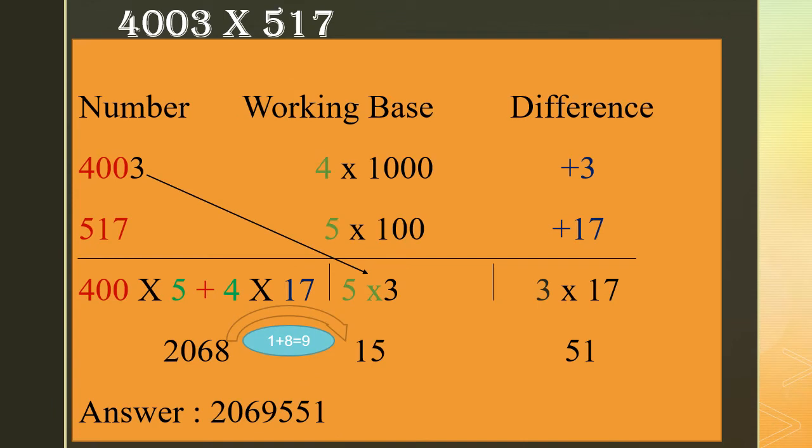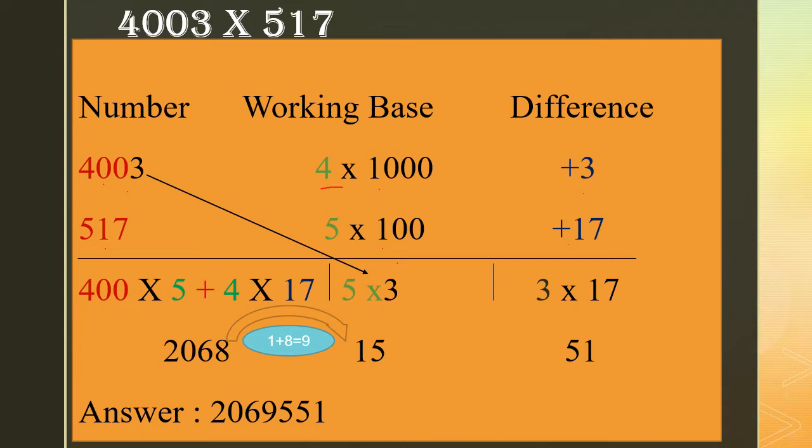For the number 4003, we are taking the base 4000, which is 4 times 1000. That means the factor for this working base is 4. And the difference will be plus 3. That means when we add 3 to 4000, we get 4003. For the number 517, the working base is taken as 5 times 100, that is 500, and the difference from the base would be plus 17. That means when we add 17 to 500, we get 517.